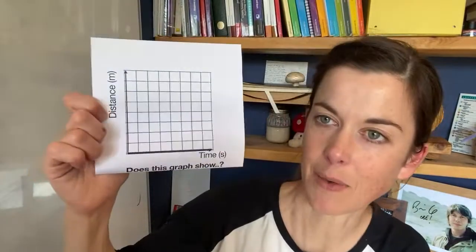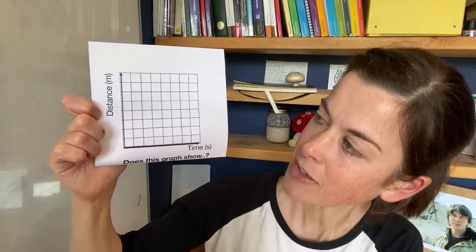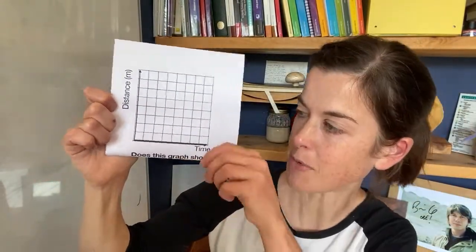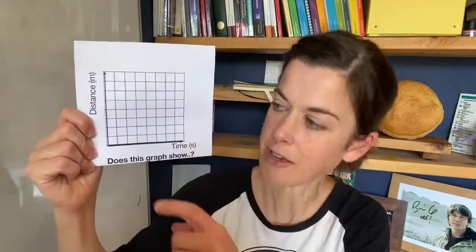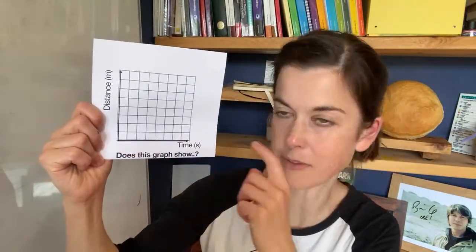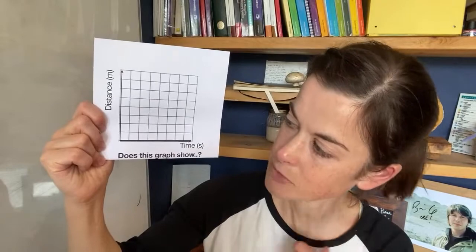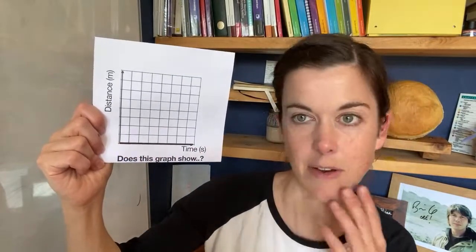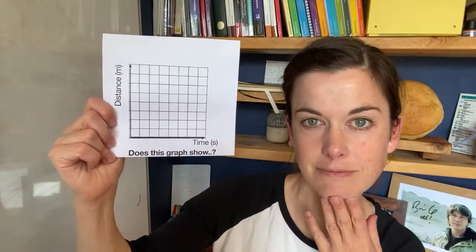All right, what about this one then? What's happening here? We've got a distance time graph. Distance, like I say, on the y-axis, time on the x-axis, and your line is just going along the 0 line. It's just going along the x-axis at 0. What is happening there? What's that thing doing?